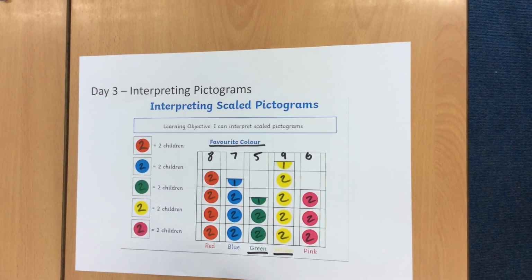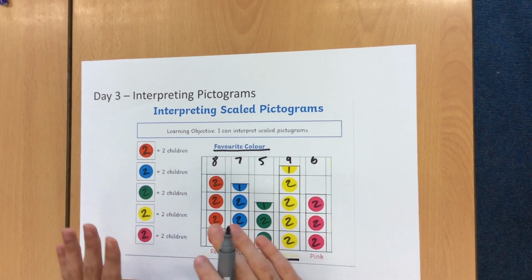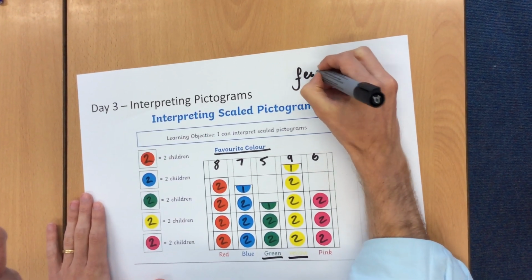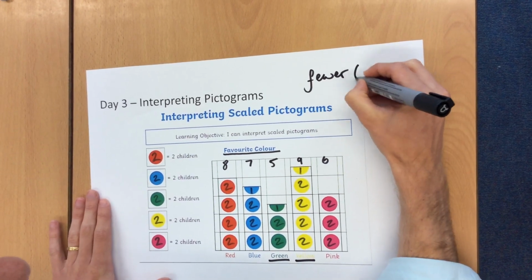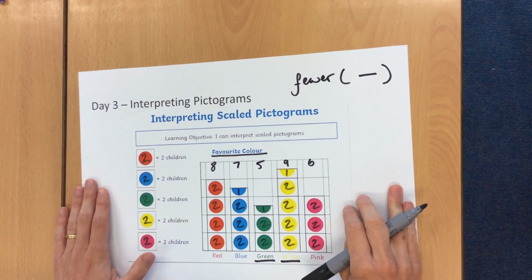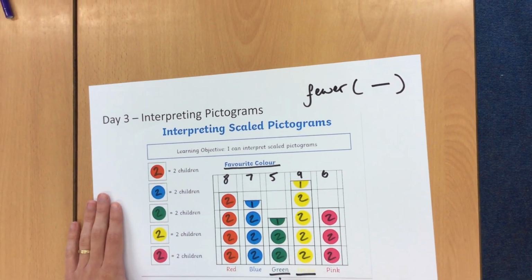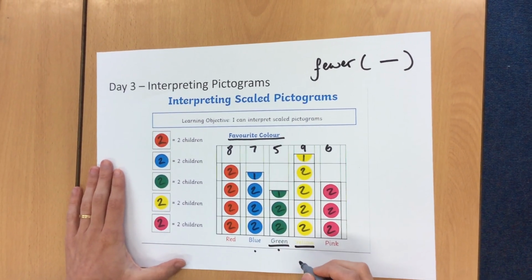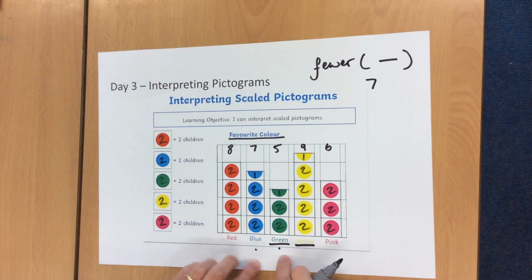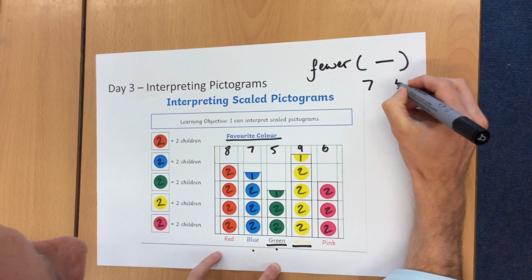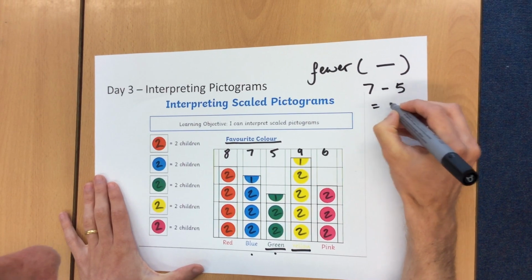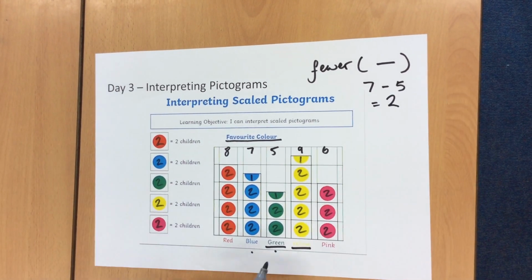But what if I ask you a question such as how many fewer children chose green than blue as their favourite colour? Now the word fewer, if you ever see the word fewer in a question, you know the operation, I'm going to put the operation in brackets, will be a subtraction. So we're going to be looking at subtraction now. How many fewer children chose green than blue? Well, let's have a look at the values of this. Blue is worth 7. Green is worth 5. Because I'm working with fewer, it's going to be subtraction. So I'm going to do 7 subtract 5, and I'll get an answer of 2.